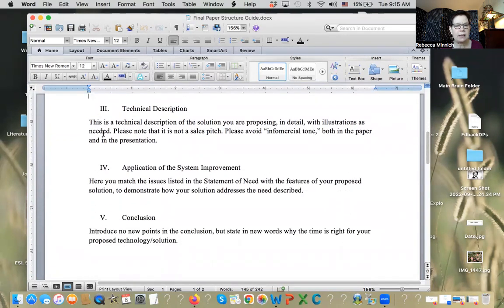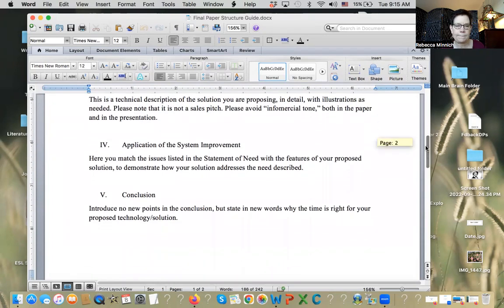Following that is the technical description. The technical description describes the solution that you are proposing in detail with illustrations as needed. So please note, it is not a sales pitch. So please avoid the infomercial tone, right? You are not trying to sell a product in the technical description or anywhere in this paper. This paper is not about selling a product. This paper is about proposing an improvement to an existing system.